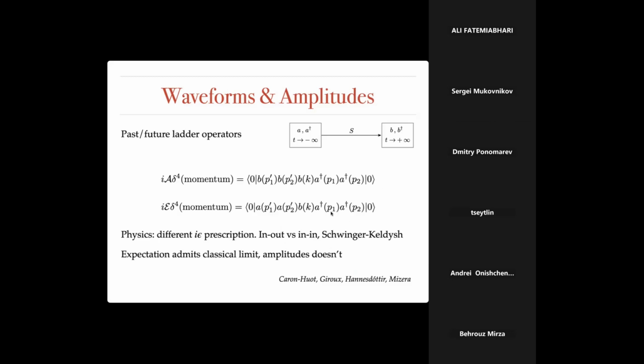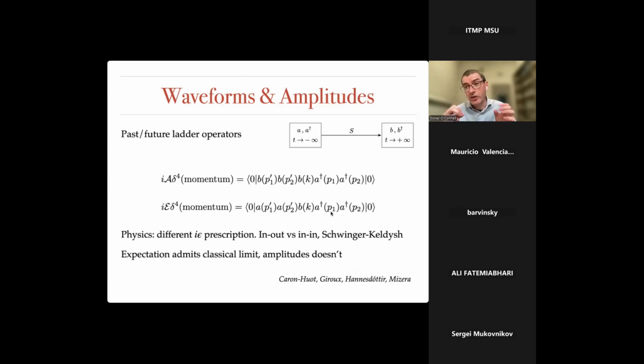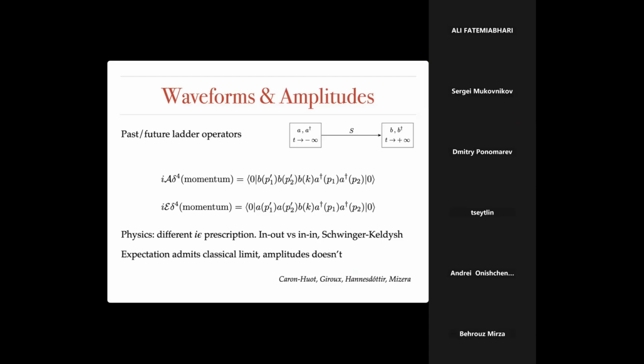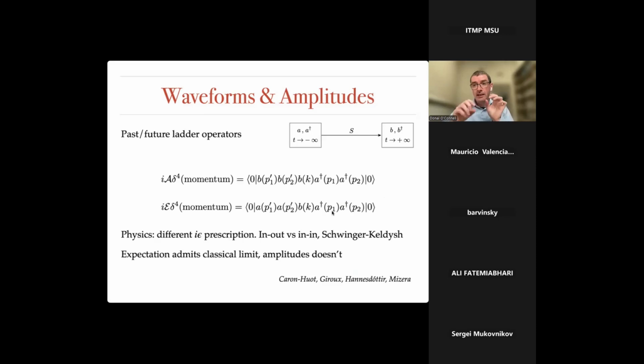It's connected then to this Schwinger-Keldysh approach to quantum field theory, where you have a closed time path. So you can think of these A's as being the beginning and the end of that closed time path, and the B as being the middle where you turn around. It's interesting that this generalized amplitude, sometimes we call it the expectation value, admits a classical limit, whereas the amplitudes don't.